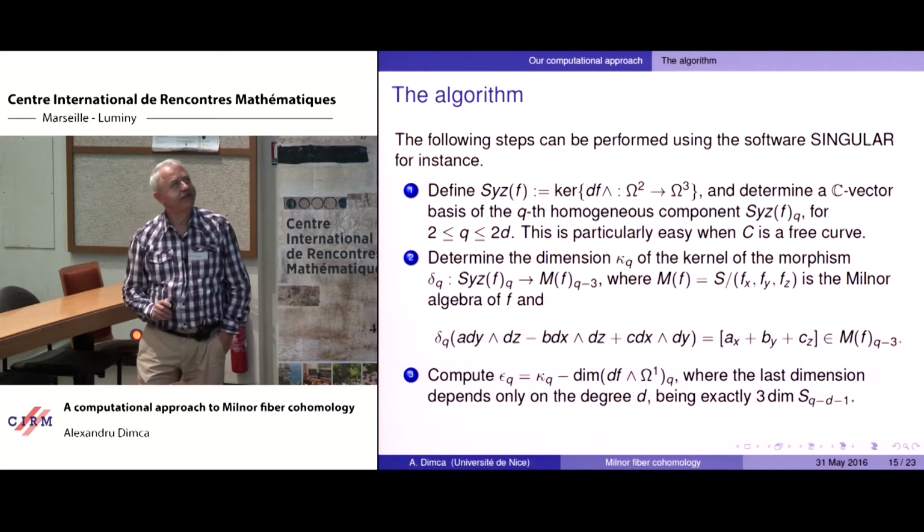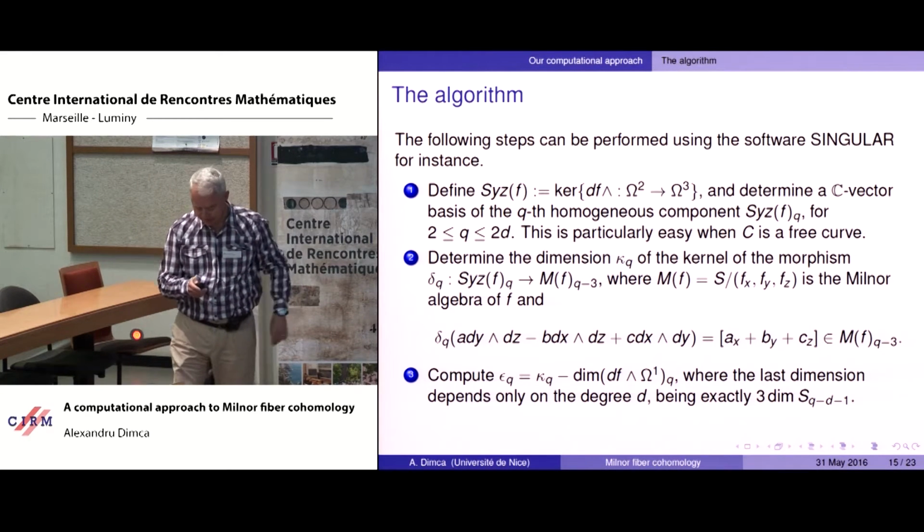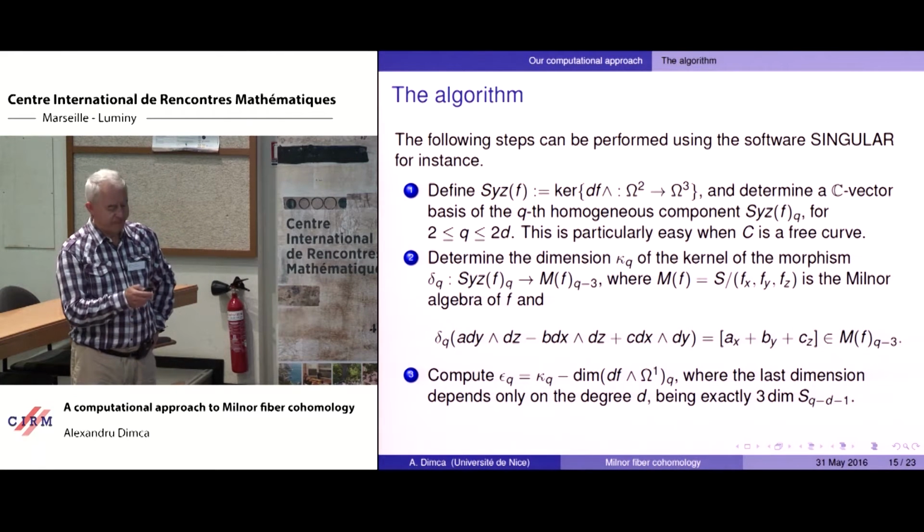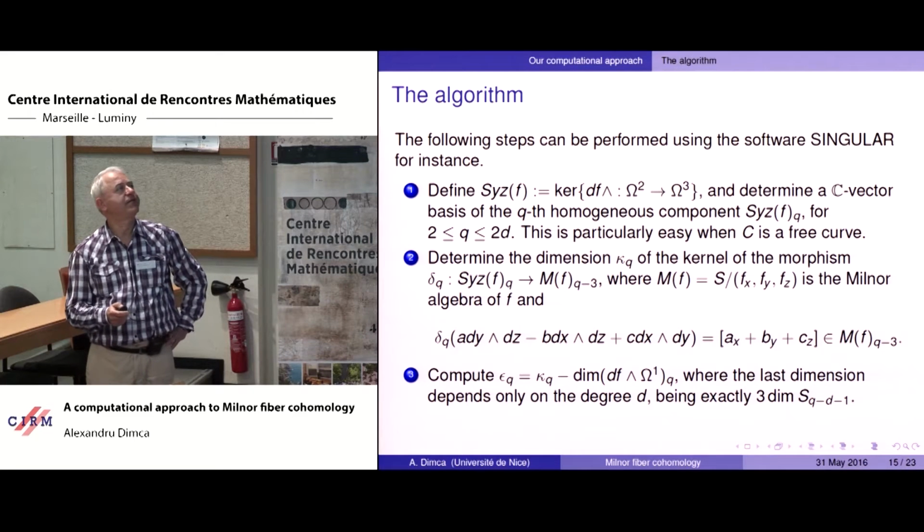Okay, so now I will explain the algorithm. I define the CGGs just as the kernel of this wedge product by df, and these are just the CGGs involving the partial derivatives of the polynomial. I call them sometimes Jacobian CGGs.